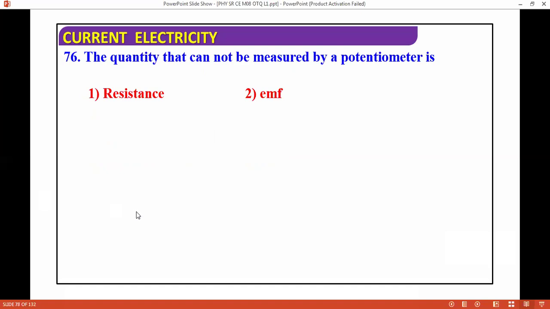Next question. The quantity that cannot be measured by a potentiometer is resistance, EMF, and this. So inductance is the correct answer. If you know, you know.